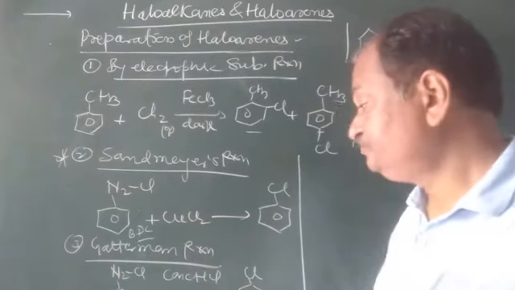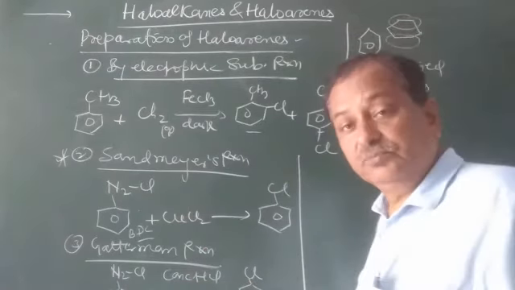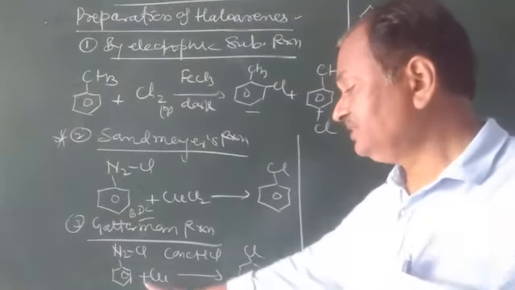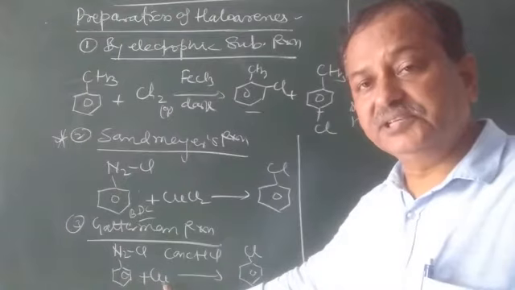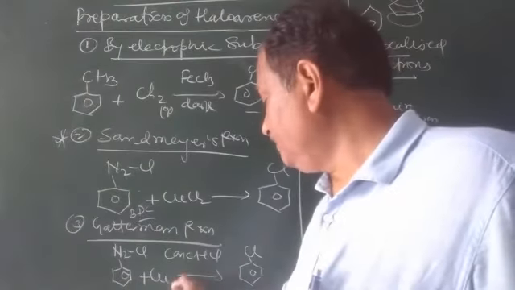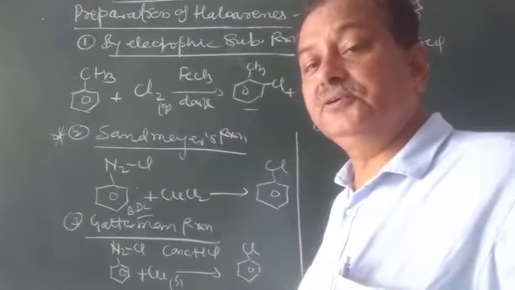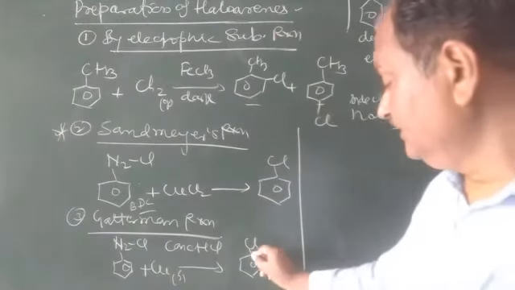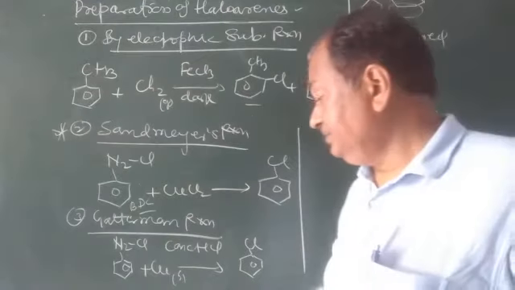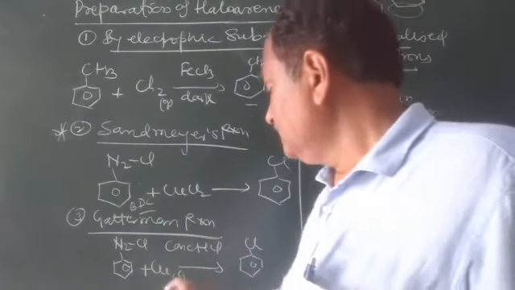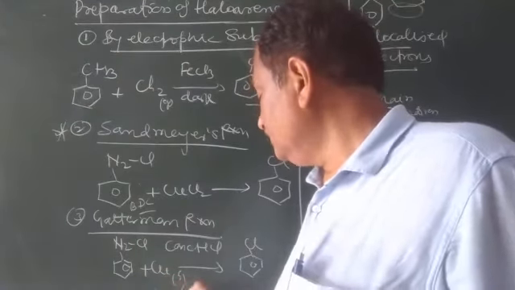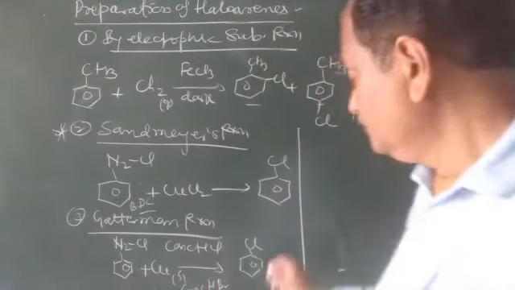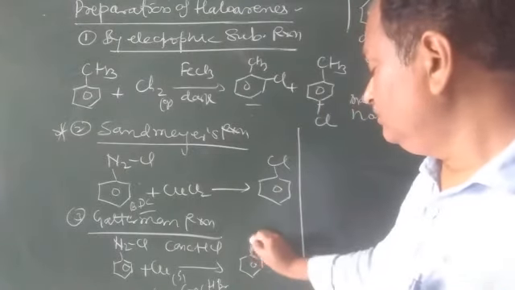In Gattermann reaction, we take benzene diazonium chloride, and then we take copper powder and concentrated HCl, and we get this. In place of this, we may take copper and concentrated HBr. If you take concentrated HBr, here we have the bromobenzene.